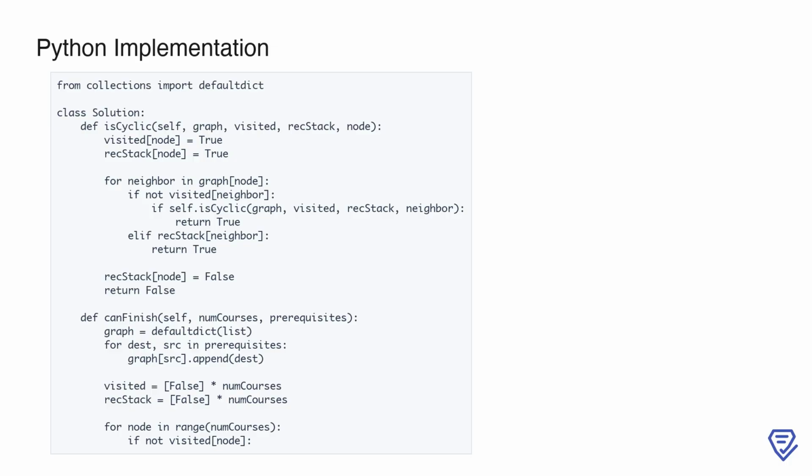We construct a directed graph as an adjacency list using defaultdict. Each prerequisite pair adds a directed edge from the source course to the destination course. We then initialize 2 lists, visited and recstack, to keep track of visited nodes and the recursion stack, respectively. Finally, for each course, if it hasn't been visited yet, we call the acyclic function to check for any cycles.